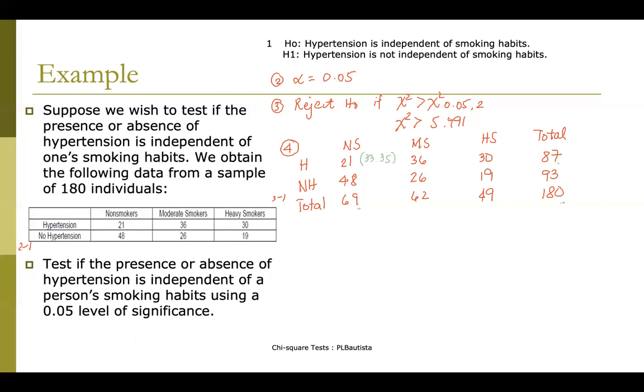Moving to the next cell, the row total is still 87, while the column total is 62. So you multiply 87 times 62 and divide by 180. That will give you 29.97.